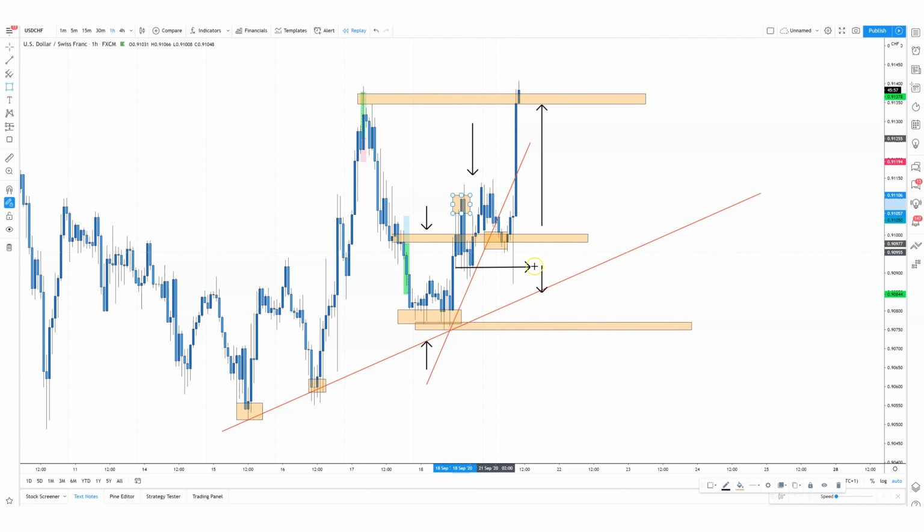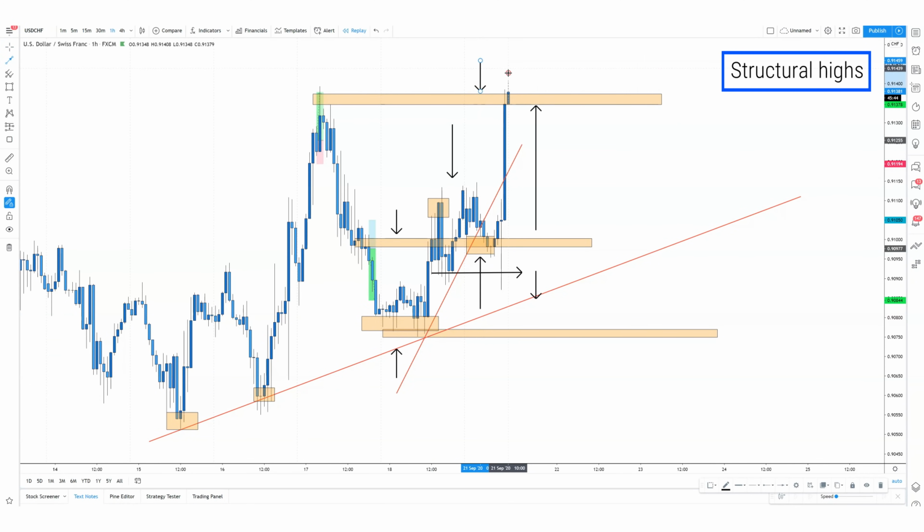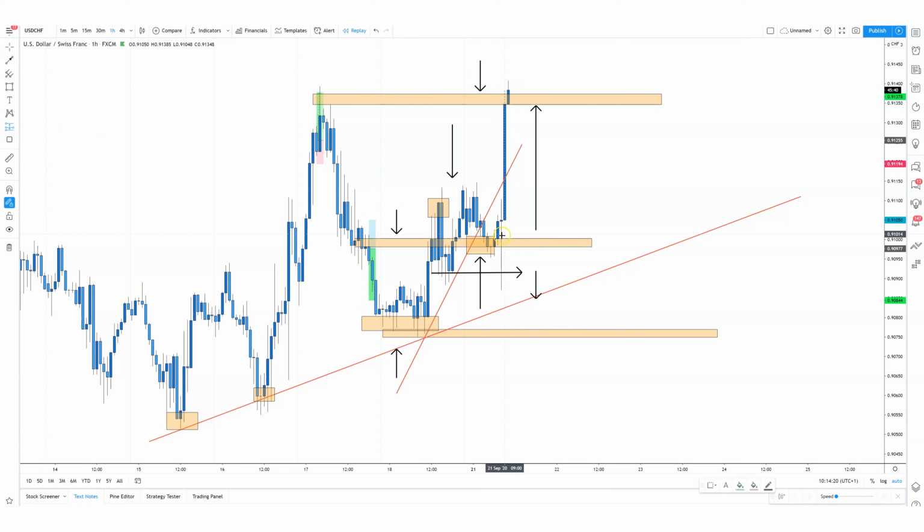Look here, we was looking for the retest of this level right here. Look at that for a gorgeous retest. What was our targets? Structural highs, baby. Structural highs. Please, nobody, respectfully and humbly, I'm just telling you now, please don't question technical analysis.